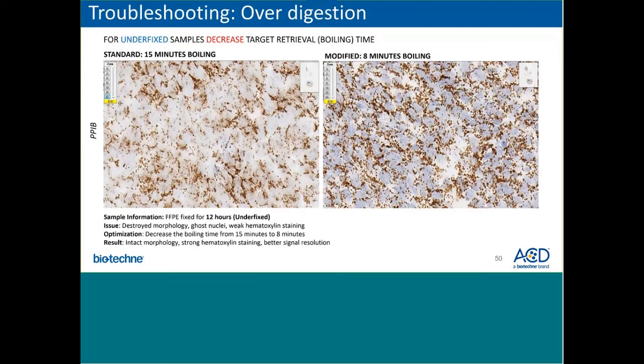Here we're looking at the same tissue section, but also stained with the PPIB. So on the left hand, you'll see the standard 15-minute boil, as opposed to the right, which is the modified 8-minute boil. Again, we're looking at better intact morphology, a stronger hematoxylin staining, and there's even better signal resolution.